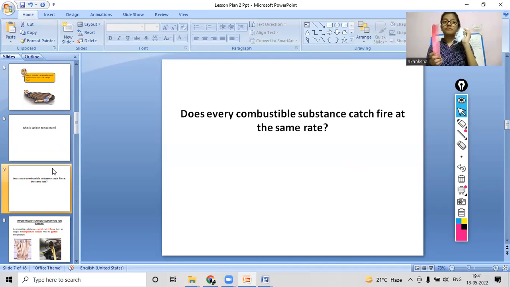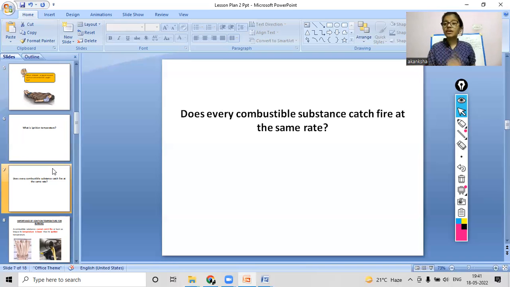Okay, so most of you are writing that it will be this cloth mask. It will burn faster than this plastic comb. And why do you think so? Yes, because different substances have different combustible properties. Some burn very easily and some burn very late. They don't catch fire at the same rate, but ultimately they will burn.